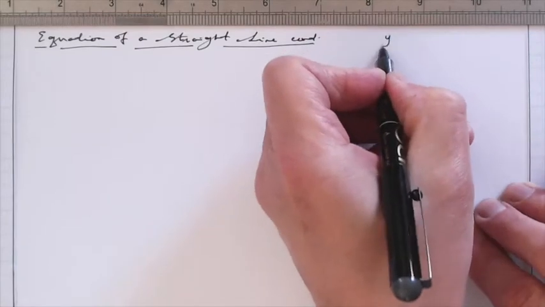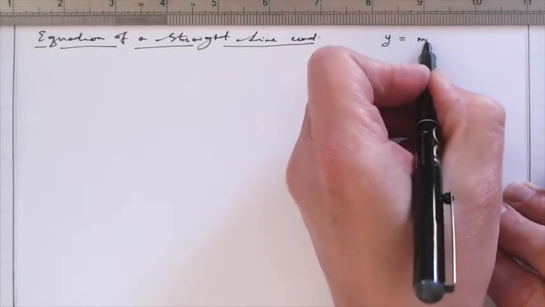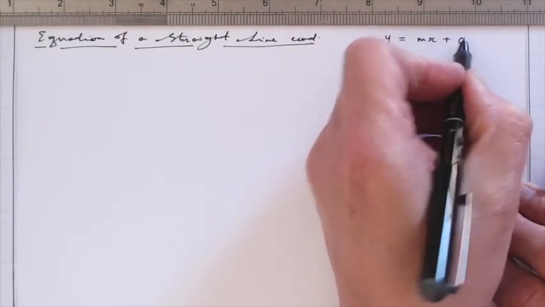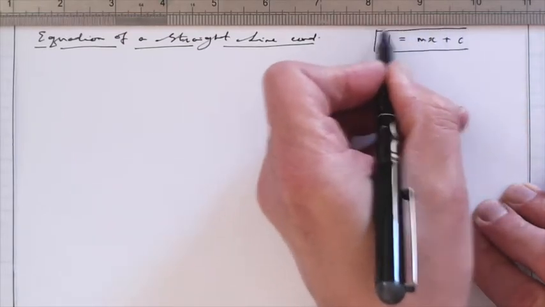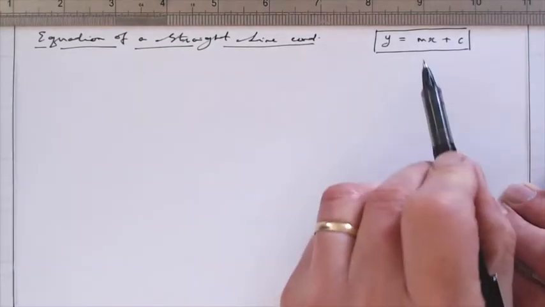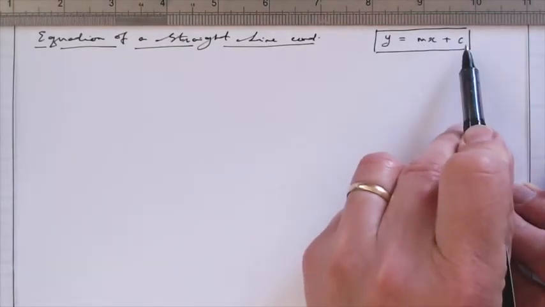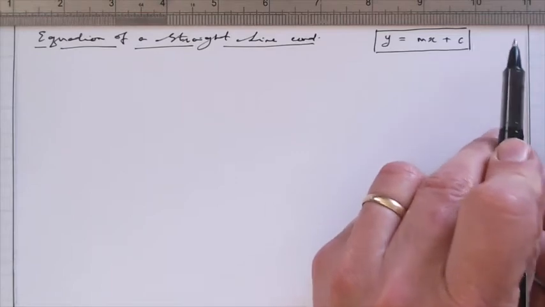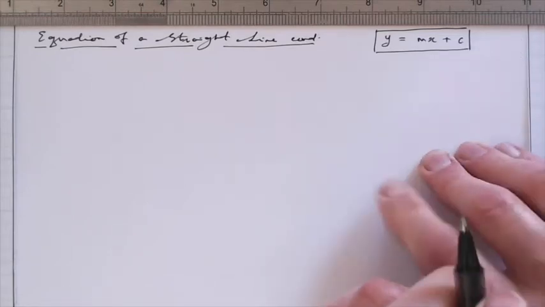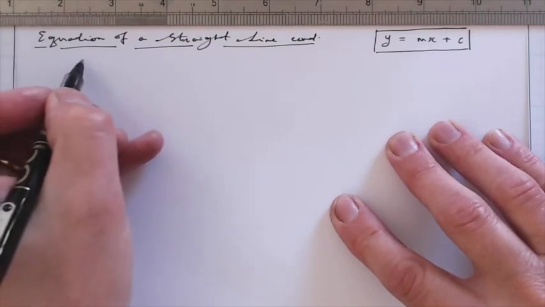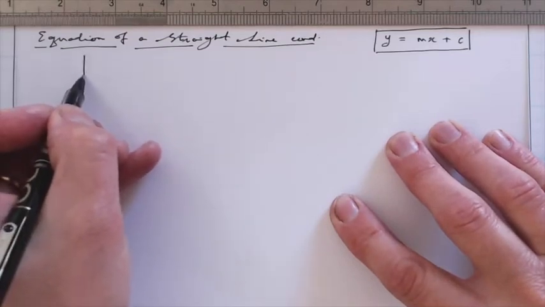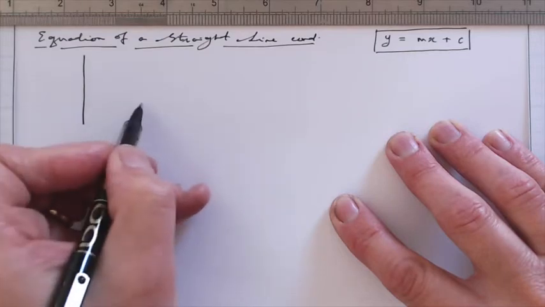So let me just write this majestic equation down at the top here, y equals mx plus c, and just to remind you, the m is the slope of the line and the value c is the value of y where the straight line cuts through the y-axis. Before we do these examples, let's say a little bit more about the slope.